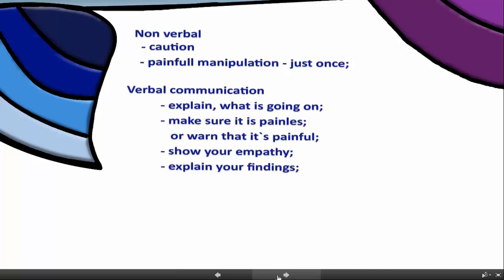Verbal communication: I explained what I am going to do before each procedure. I explained what I found during each procedure. I informed the patient when it is a painful maneuver. I showed my empathy and I explained my findings at the end of the physical exam.